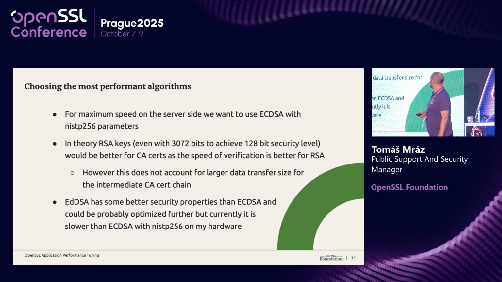So on the server side, we want to use ECDSA with speed to 56 parameters. But in theory, RSA keys may be better for CA certs because the speed of verification is better for RSA. So actually, we should use ECDSA certs for leaf certs, but the chain should be RSA. But that doesn't account for the larger data transfer size for the intermediate CA cert chain. And data transfer is also sucking resources, so who knows what's actually better. It depends on the concrete use case.